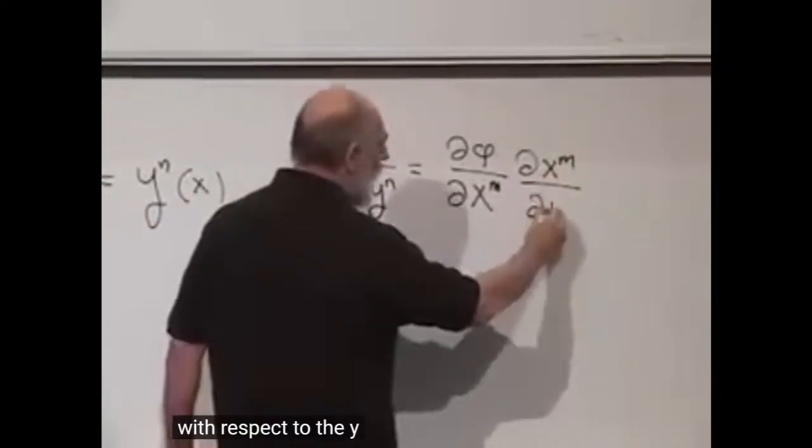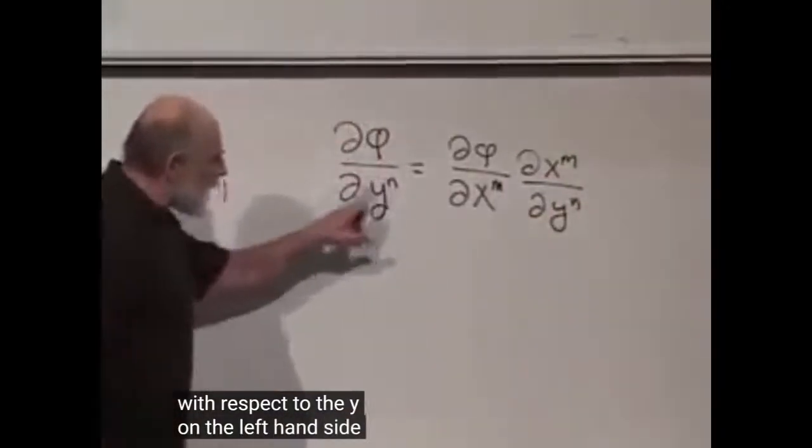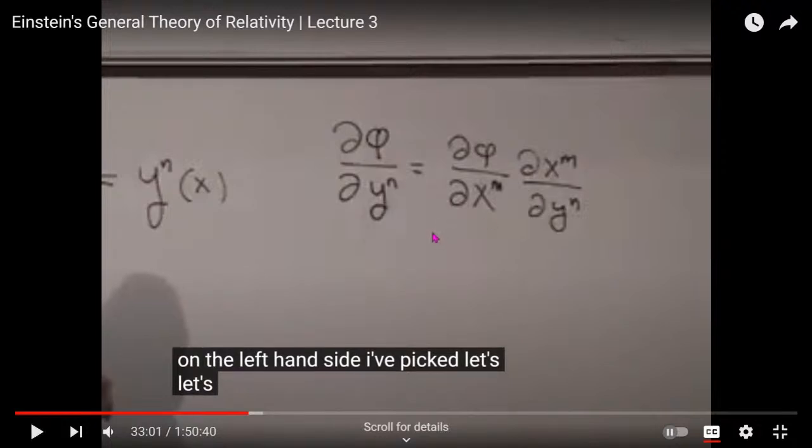With respect to the y, on the left-hand side, you picked a certain direction. So you're going to take all of the phi's, each phi with respect to each x, and then take that x and differentiate with respect to the y with respect to which you are differentiating. So you should have a bunch of pluses here.